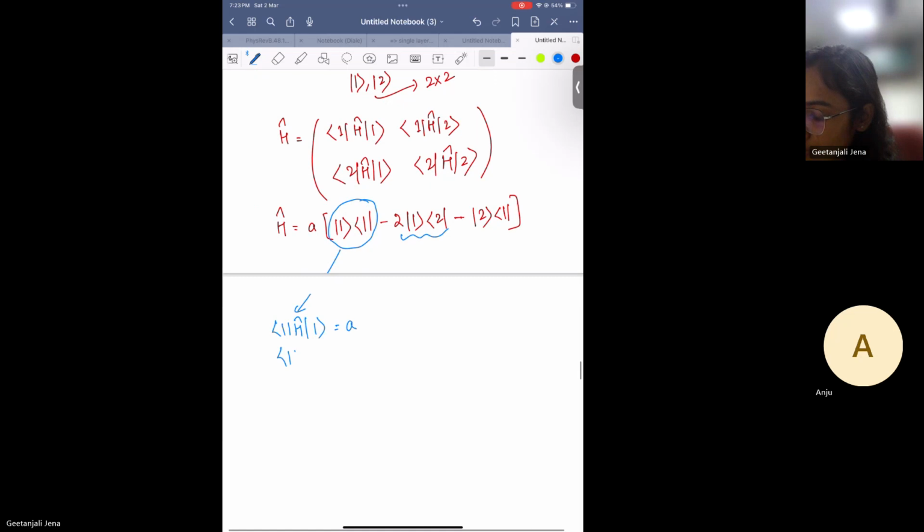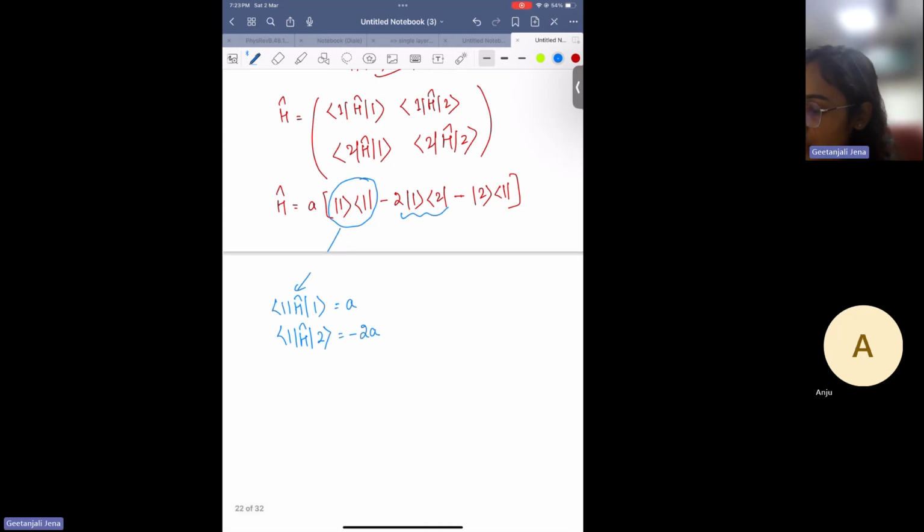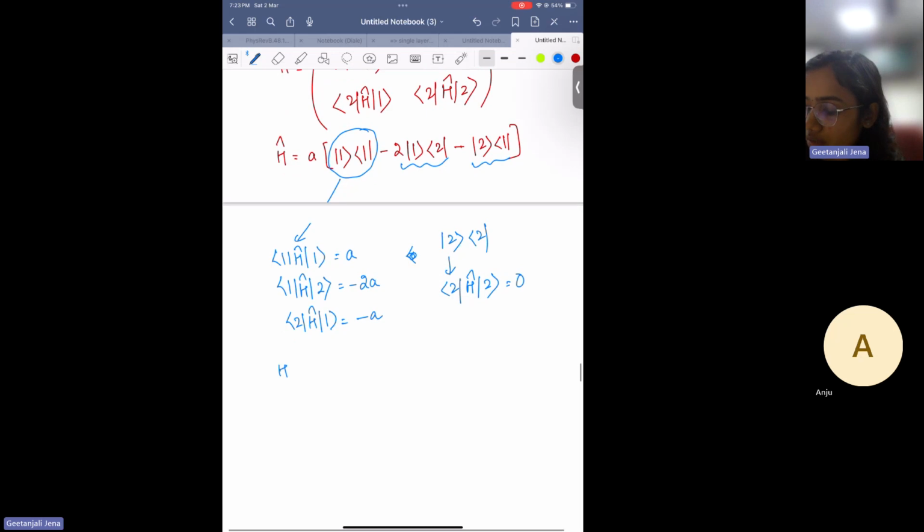So <1|H|2> is nothing but the coefficient, which is minus 2A. And there is a |2><1| here. So that means <2|H|1> is nothing but minus A. The other term, you see there is no |2><2| term, so <2|H|2> equals 0. So the final matrix equation is: A, minus 2A, minus A, and 0.